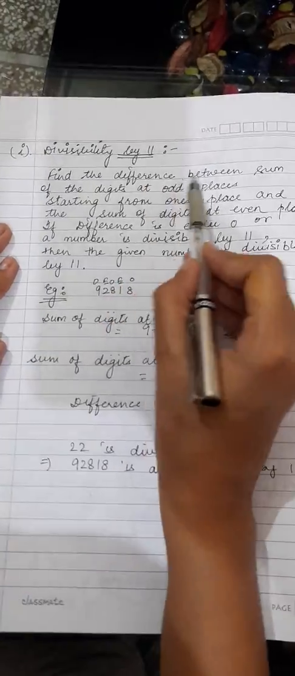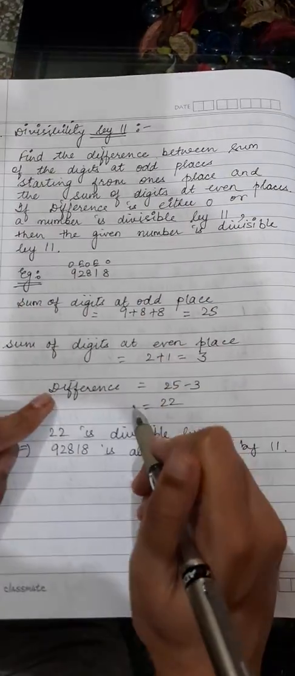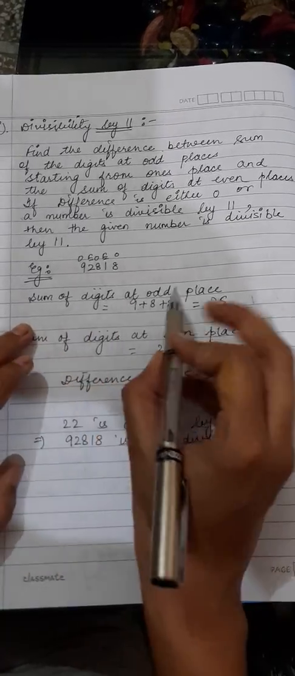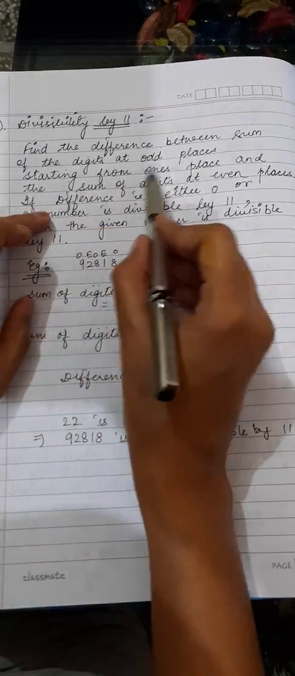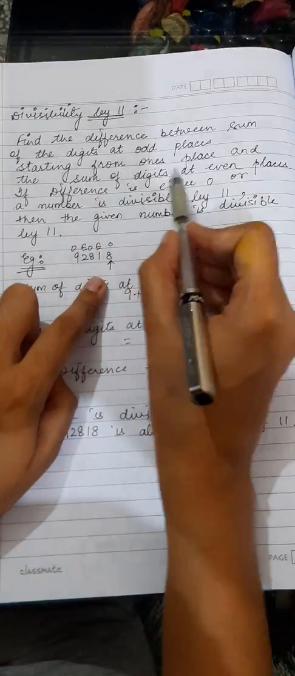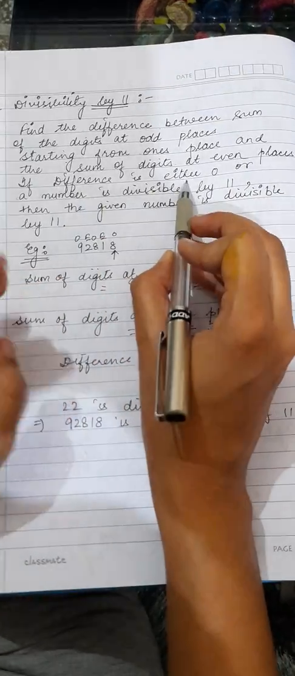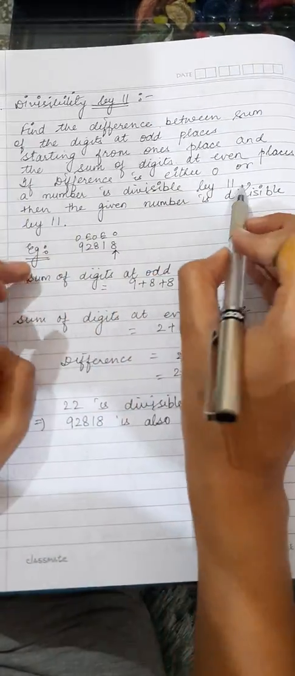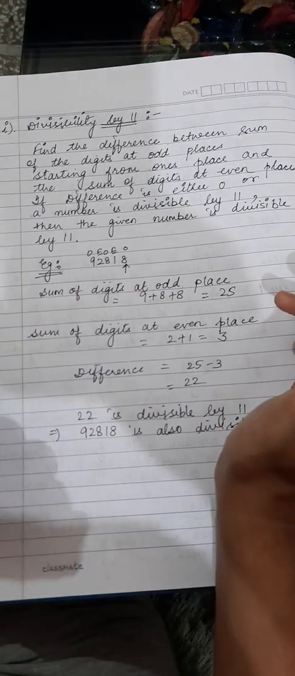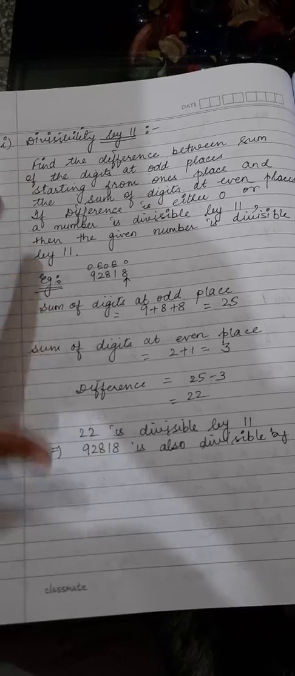Now let me just read it out for you. You have to find the difference between the sum of the digits at odd places and the sum of the digits at even places, starting from the ones place. If the difference is either 0 or a number divisible by 11, that means the given number is also divisible by 11. The same concept I have just explained to you, and this is just the theory of that.